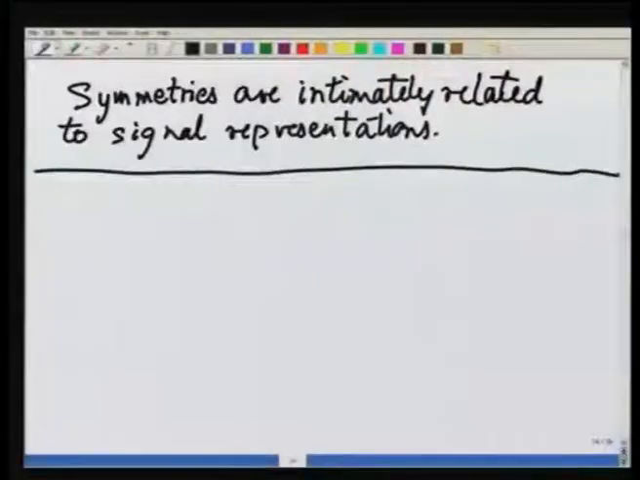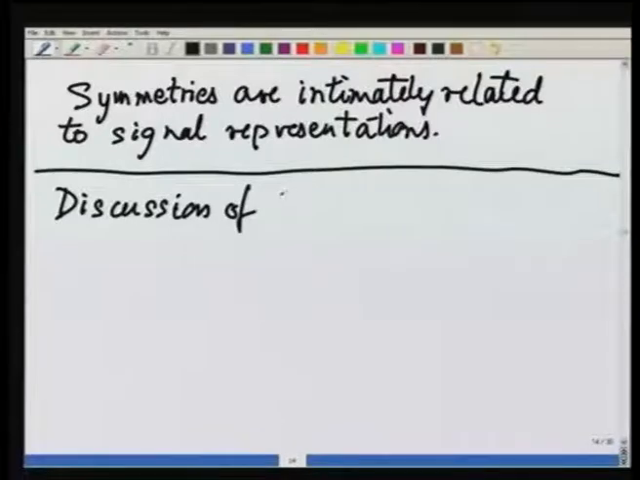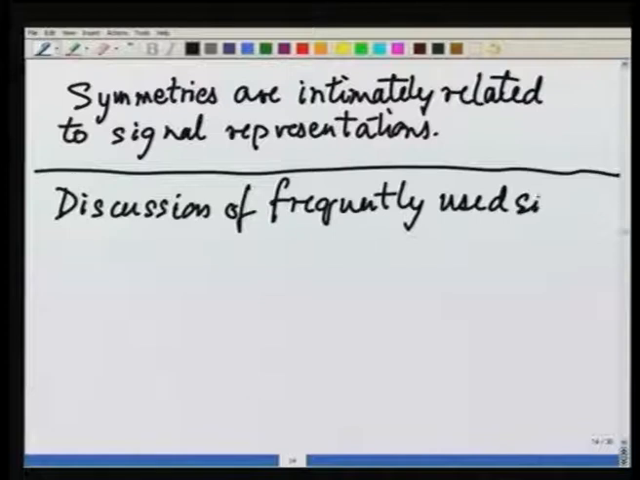From here, we will now move on to an entirely new topic, namely a discussion of certain specific signals. What we call frequently used signals.